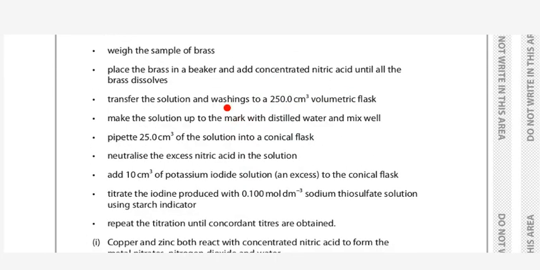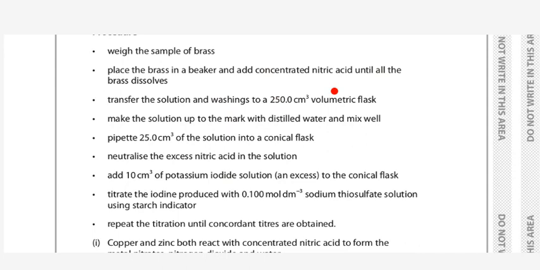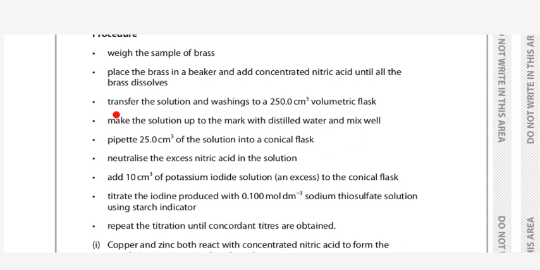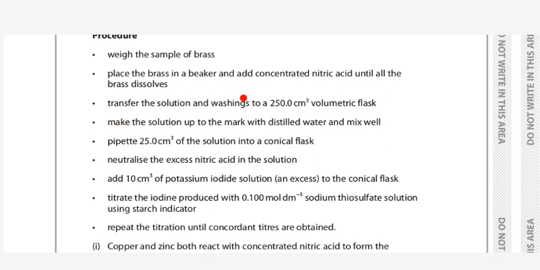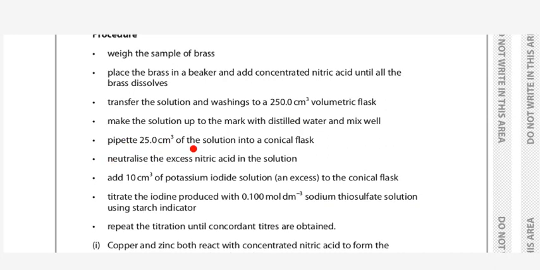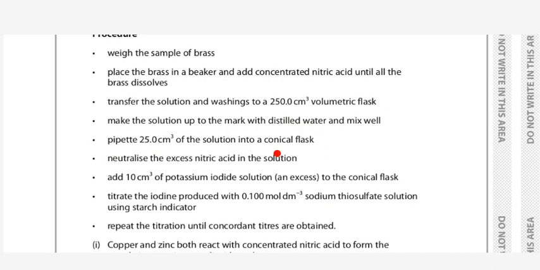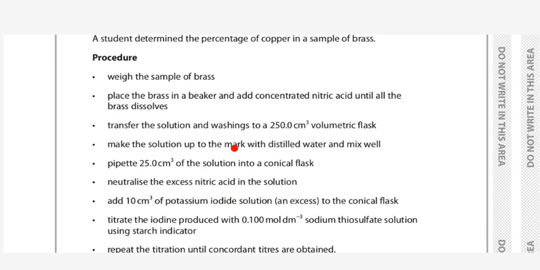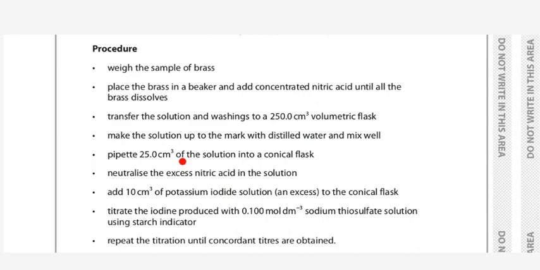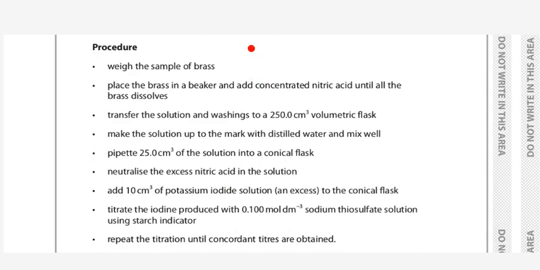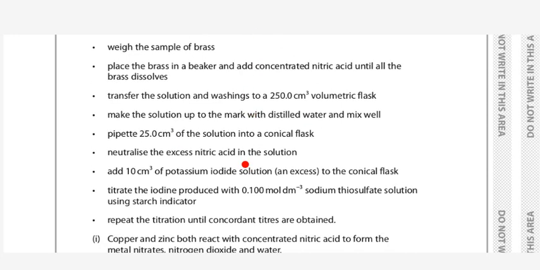Transfer the solution and washings to a 250 cm3 volumetric flask. Make the solution up to the mark with distilled water and mix well. Take 25 cm3, that means 1/10 of the original solution, into a conical flask, and neutralize the excess acid in the solution. That means you carry out a titration by titrating with the alkali, that is to react with the excess acid.